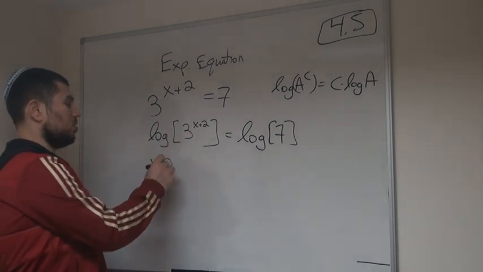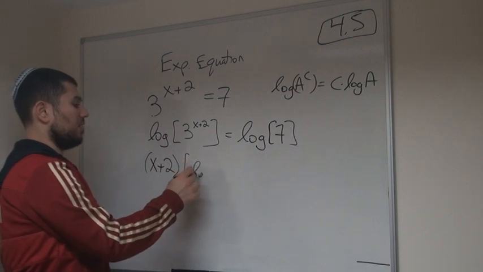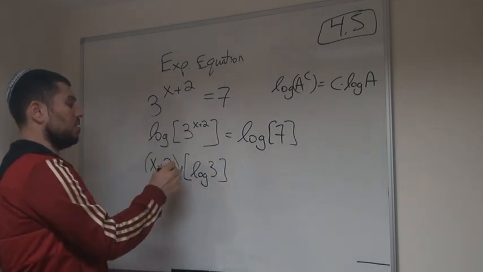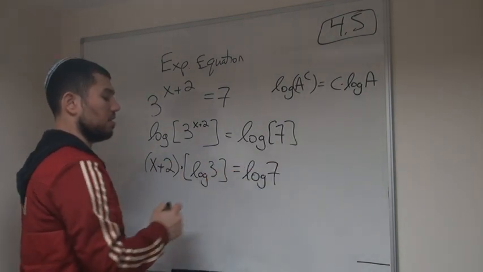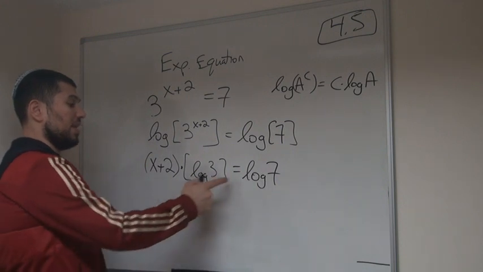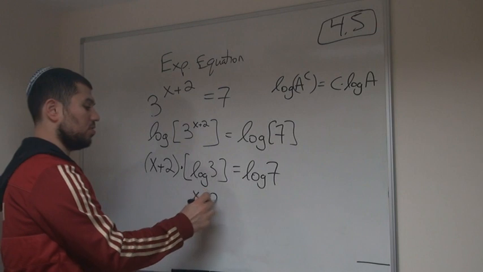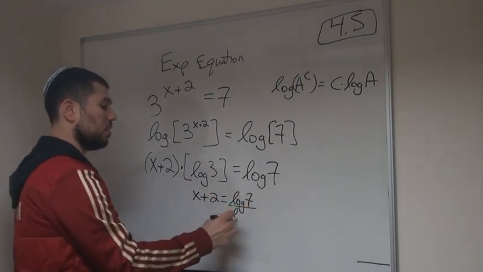So this x plus 2 can actually come down, and I have log of 3. X plus 2 times the log of 3 should equal the log of 7. Now I could divide both sides by log of 3, and I get x plus 2 is log 7 over log 3.